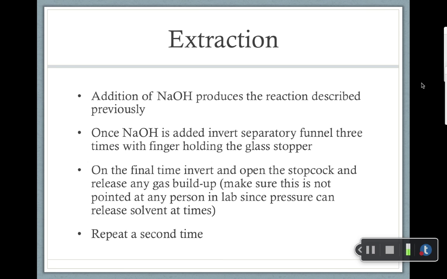Once you do add the NaOH, there is a reaction going on, the reaction that I previously highlighted. So make sure that when you stopper the separatory funnel, you keep your finger on that glass stopper. They are known to sometimes fly off. When you shake, it can build up pressure as well, so it is important, once again, to make sure that glass stopper is secure. You're going to invert this a few times and release any gas buildup by opening the stopcock at the bottom.